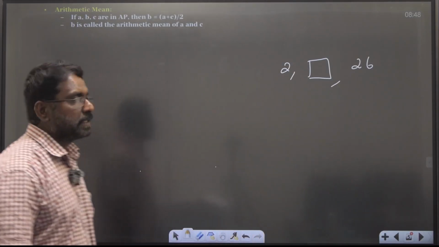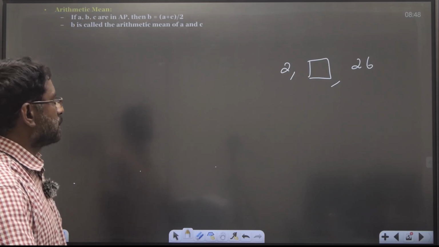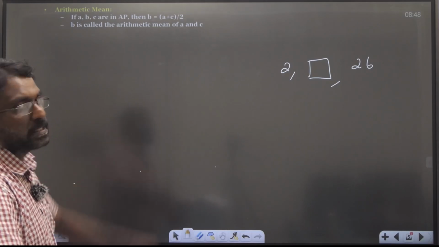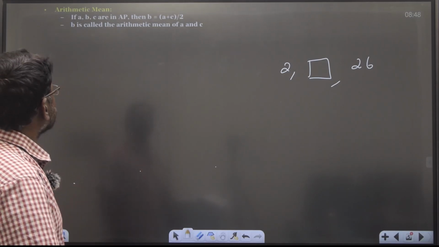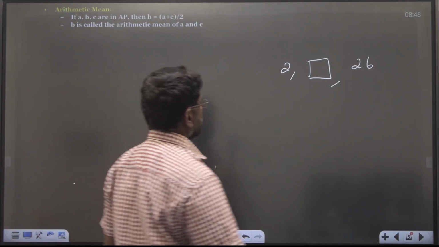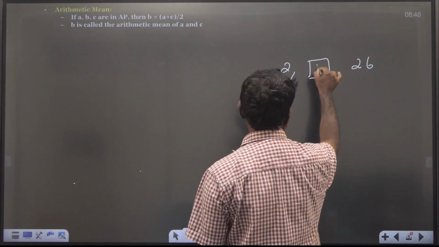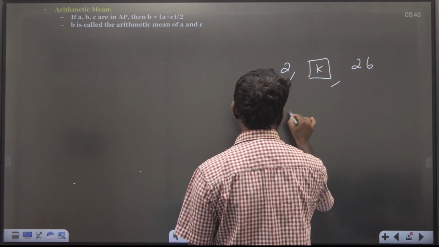Find the missing term of this arithmetic sequence. What will be the value in this box? That is the question. We can use this formula, no problem. It is the middle term. Suppose this is K. Then what is K?